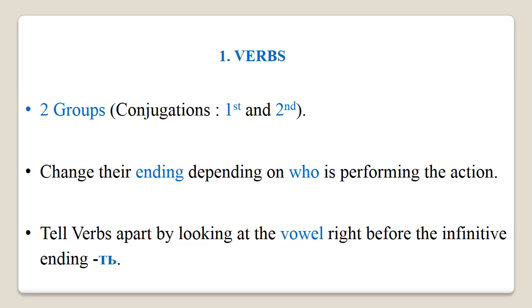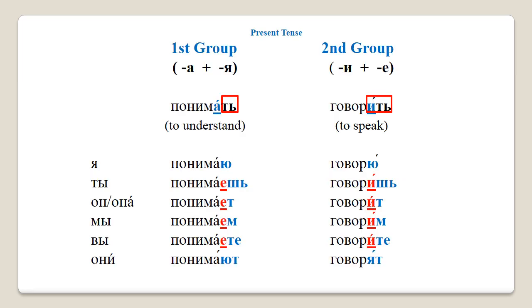Now, in order to decide whether a certain verb belongs to the first or second group, we have to look at the vowel before what we call an infinitive ending of the verb, which for the majority of Russian verbs is t soft sign or t. The infinitive form is the form of the verb that we find in a dictionary, and in English, it's the same as saying to run, to work, to watch, and so on. Now let's see how this works.